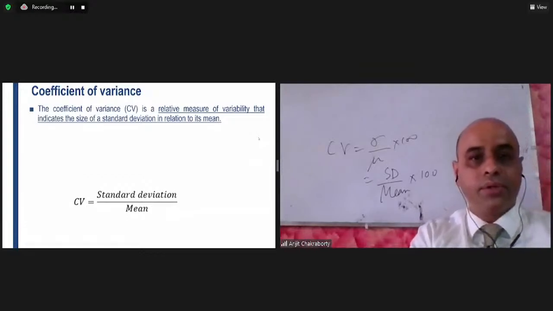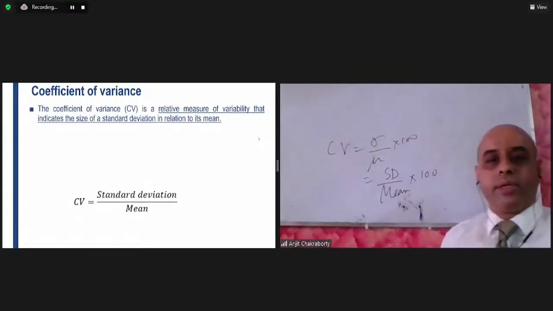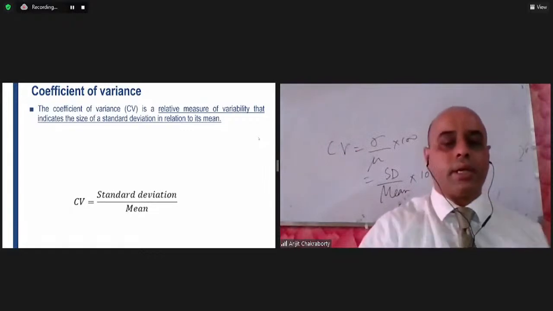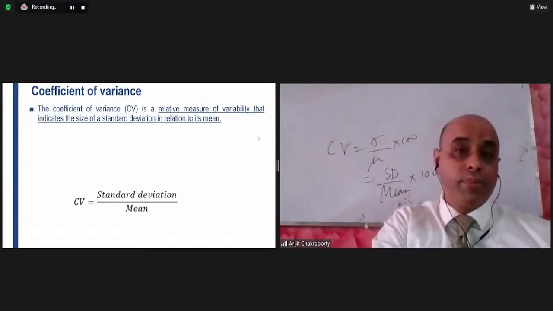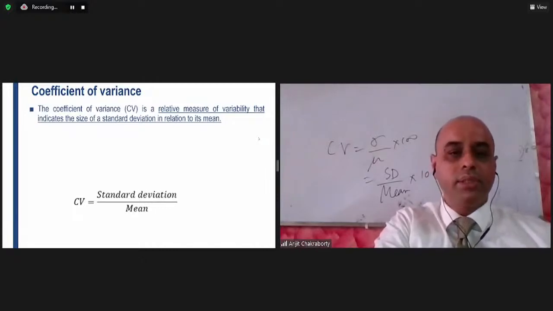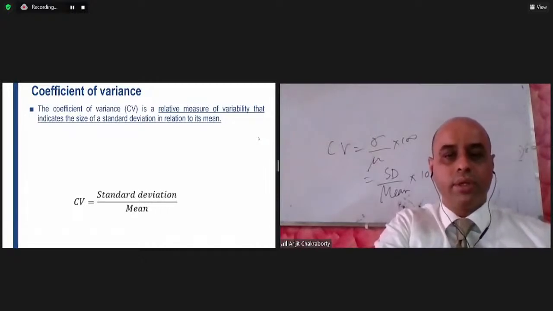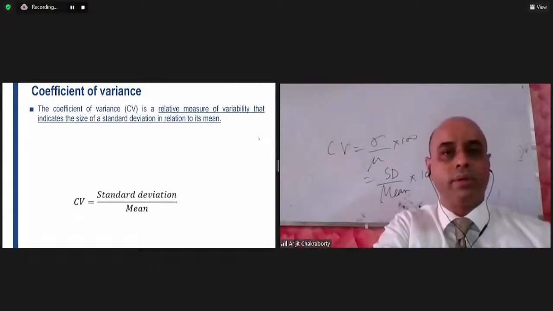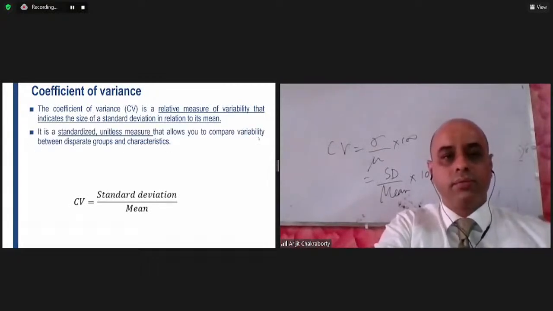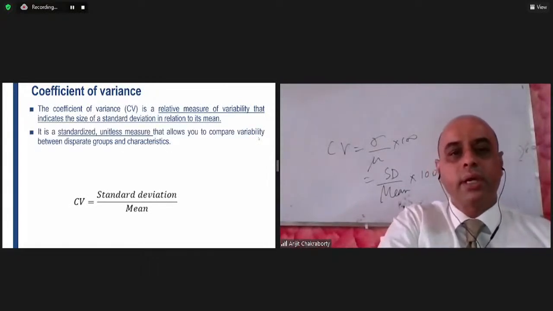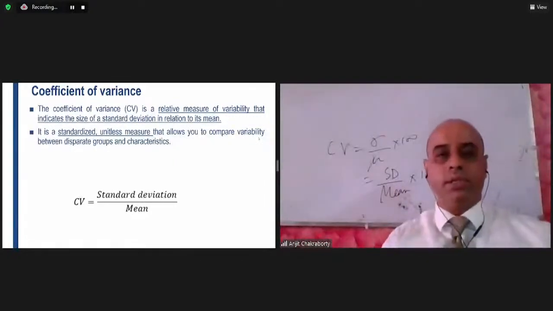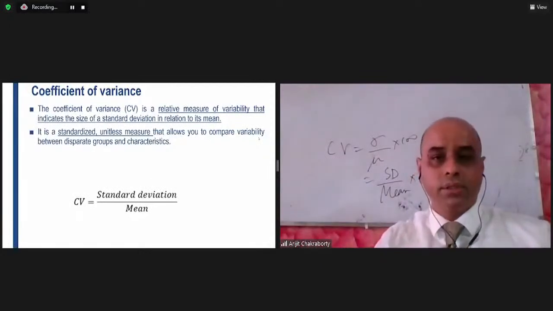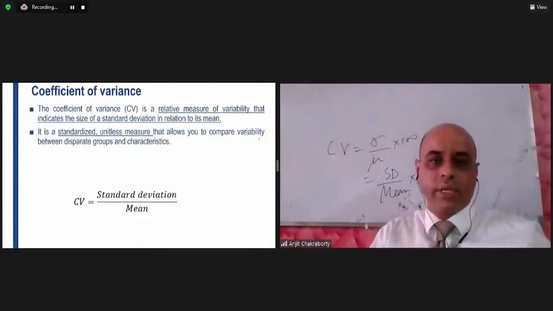Coefficient of variation is a relative measure of variability that indicates the size of the standard deviation. So how big the standard deviation is compared to the mean. So the bigger the CV, that is the bigger the coefficient of variation, the more the variability. It is a standardized measurement and it's unitless, because you can see that say the SD is in kg and the mean is also in kg, so kg and kg will cancel out.